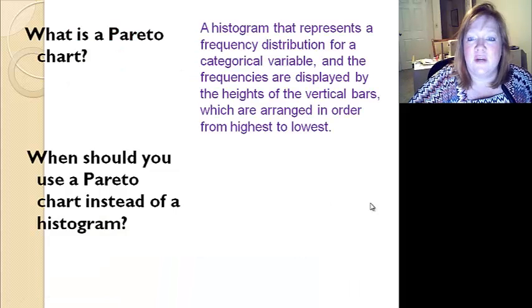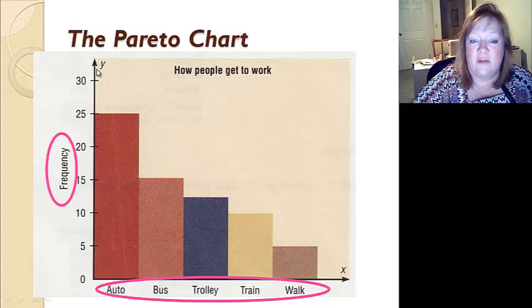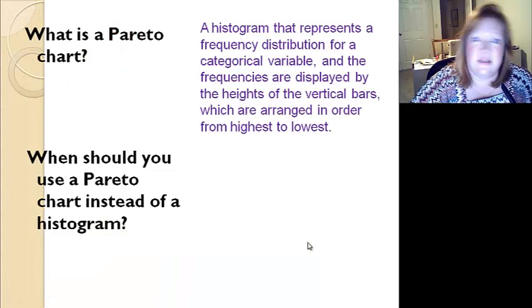It's a histogram that represents a frequency distribution for a categorical variable, and the frequencies are displayed by the heights of the vertical bars, which are arranged in order from highest to lowest. If we look back here, all these bars go down in descending order, from high to low. So that's what the Pareto chart is. That's really the only difference from a normal bar chart.